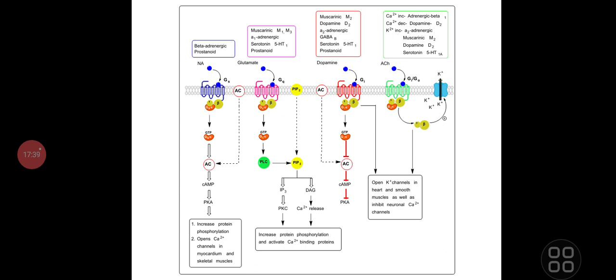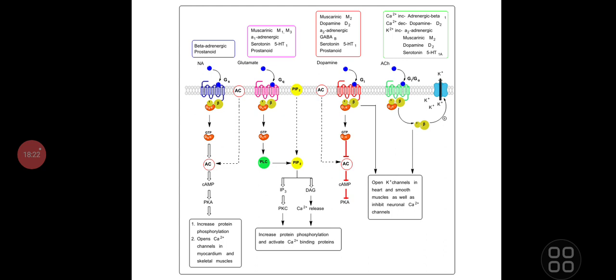The third one is Gi, meaning inhibitory GPCR. Here after the activation of the alpha subunit, the GTP containing alpha subunit detaches itself, but instead of activating adenylyl cyclase, it inhibits adenylyl cyclase, so that inhibition of adenylyl cyclase will lead to the inhibition of further steps. The receptors working through this are muscarinic M2, dopamine D2, alpha 2 adrenergic, GABA B, serotonin 5-HT1 and prostanoid.